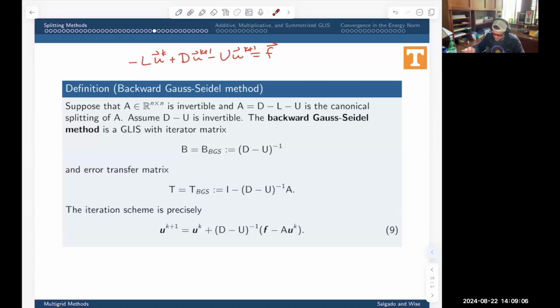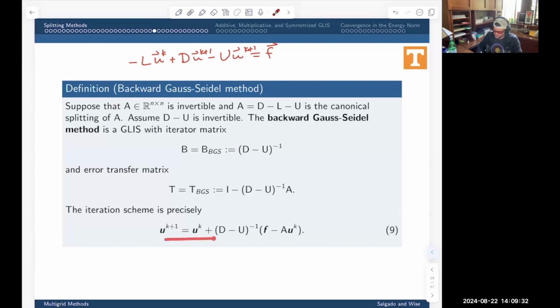And it precisely is. The only difference is every time you saw L in the forward Gauss-Seidel, you just replace that with a U and vice versa. Just swap the two roles. Okay, and otherwise it's exactly the same. So the B matrix is the iterator. That's (D minus U) inverse instead of (D minus L) inverse. The error transfer matrix is given once you know the iterator and so on and so forth.